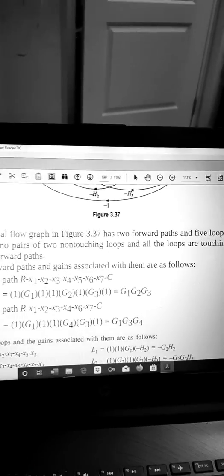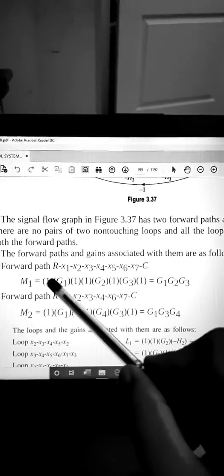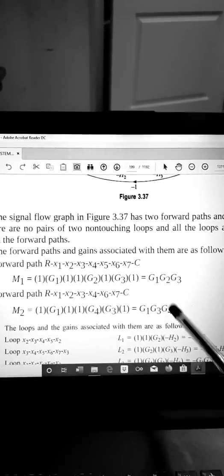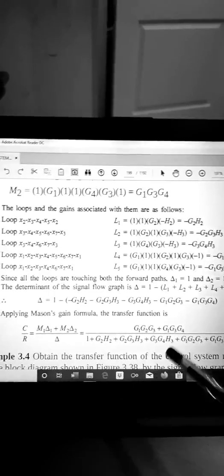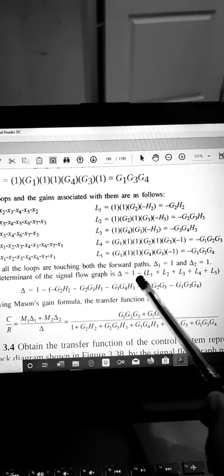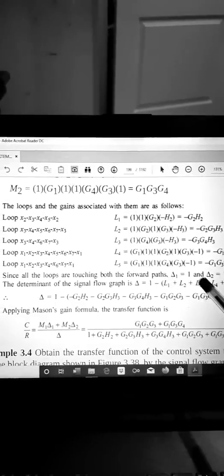So now the forward path gain M1, you are getting this, M2 this, each loop values you can see here, the corresponding gain. Okay, and delta 1 and delta 2 are 1. Delta is equal to 1 minus, because there is no non-touching pairs, so only delta consisting of 1 minus loop gains, addition of loop gains only, that you have to calculate. So you are getting delta like this.